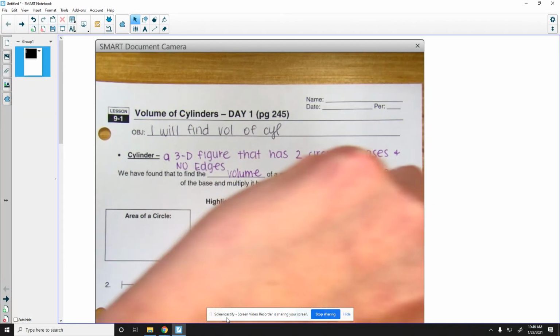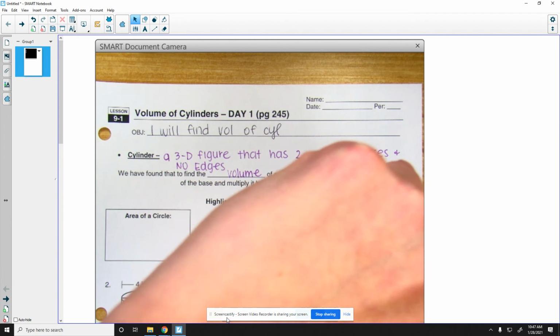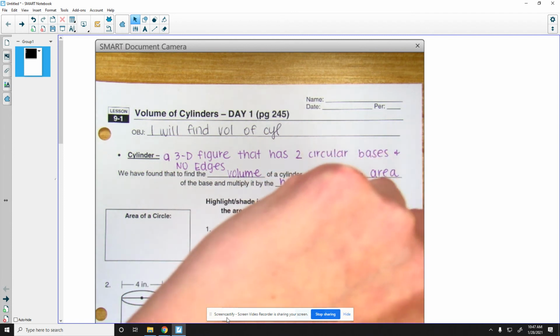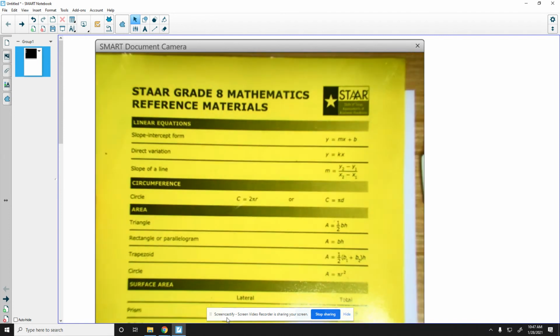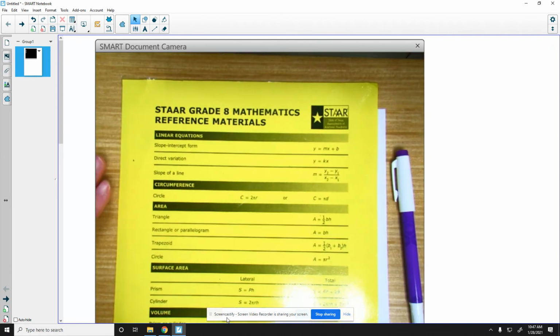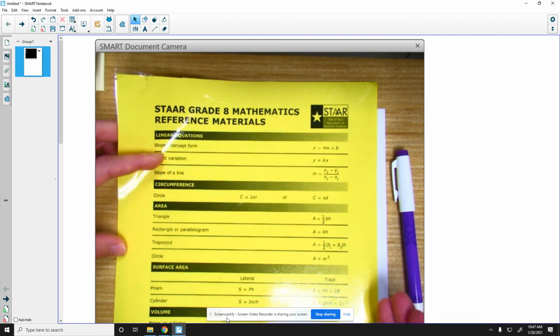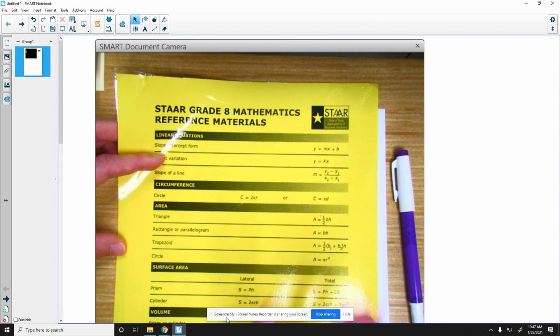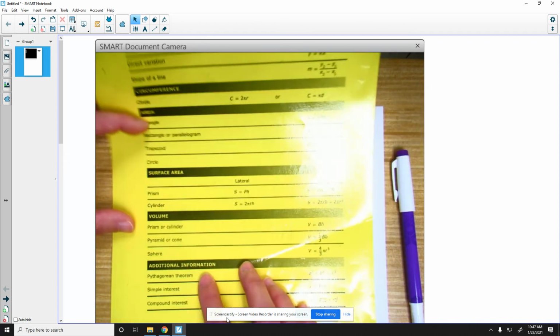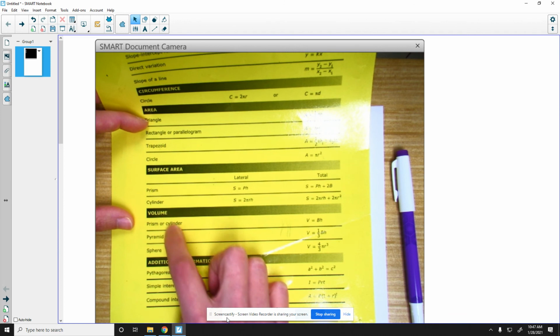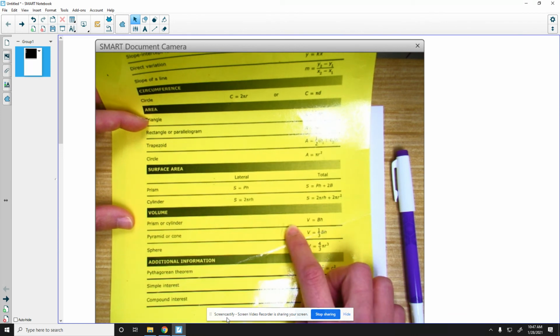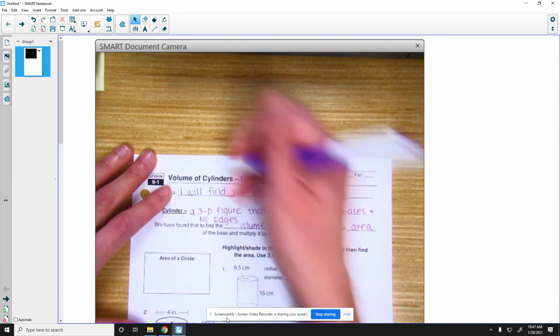Now that you are in 8th grade, you have a different 8th grade star chart, which I want to show you. It looks something like this, okay? Since we're only using 1 or 2 formulas, I'm not going to give you this whole paper, especially since COVID, you know, people are afraid to touch it and then give it to the next class. So I'm just going to write the formulas at the top and you write the formula. Volume is right here. Cylinder is what we're doing. The volume equals B times H. So let's write that at the top of our paper.